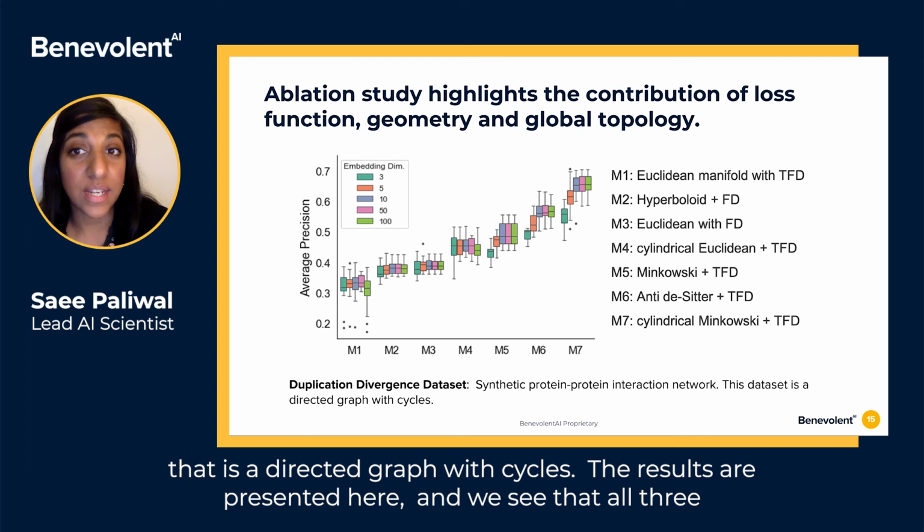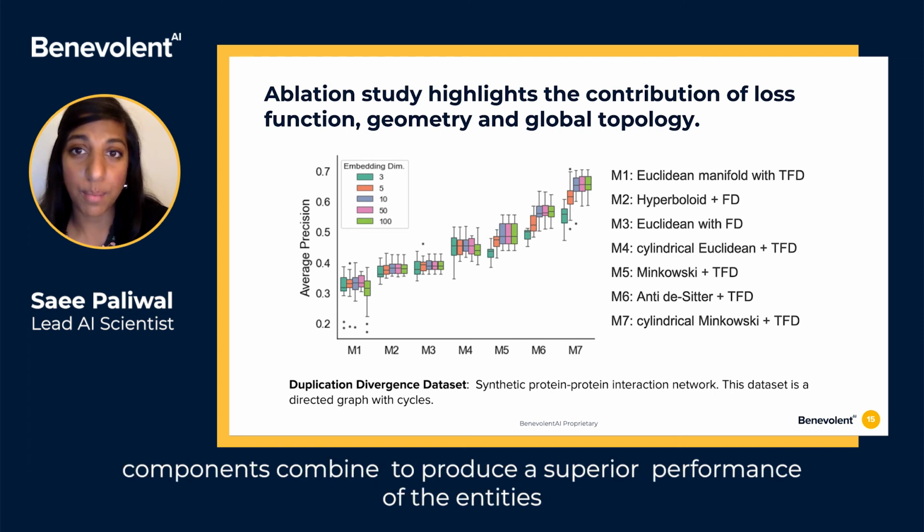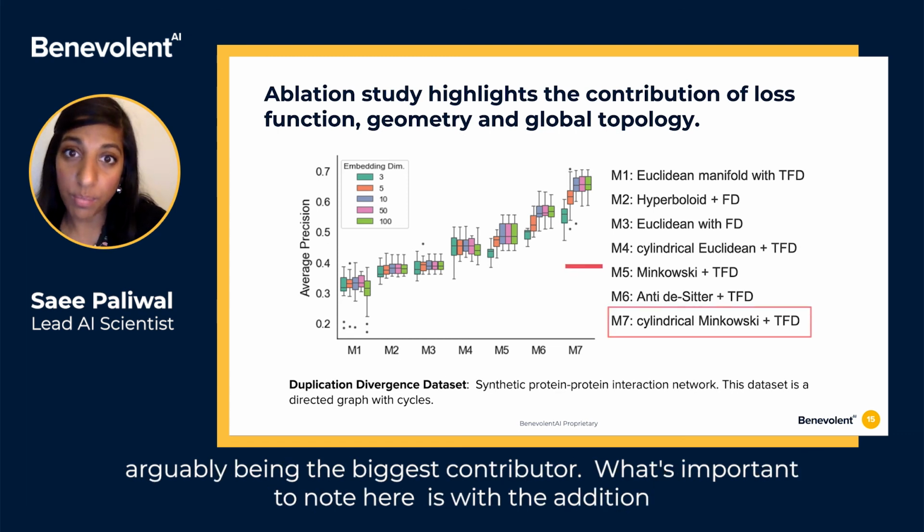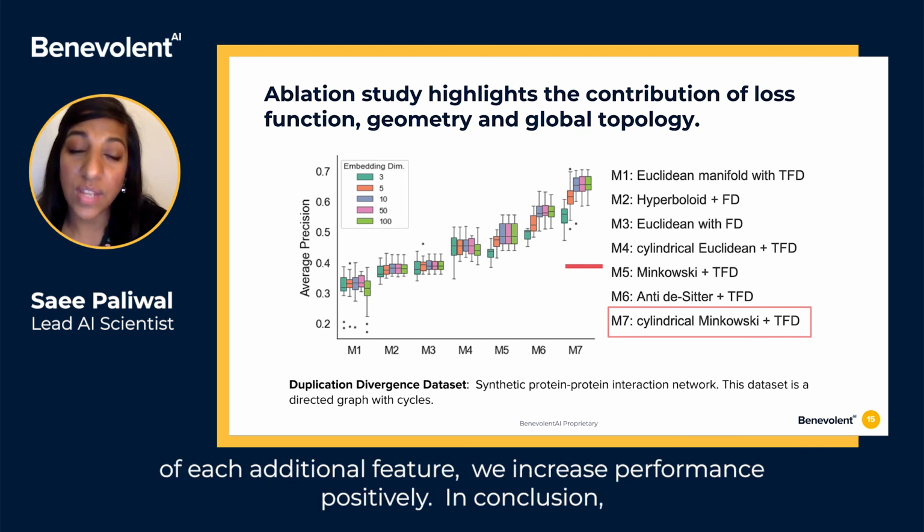The results are presented here, and we see that all three components combine to produce a superior performance of the anti-de Sitter and cylindrical Minkowski manifold embeddings, with the S1 cylindrical topology arguably being the biggest contributor. What's important to note here is with the addition of each additional feature, we increase performance positively.